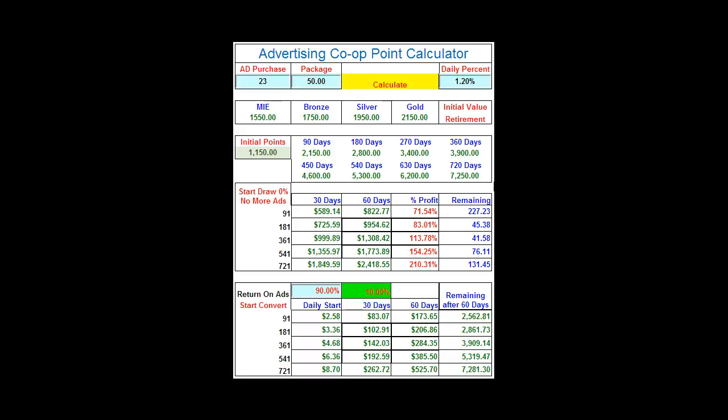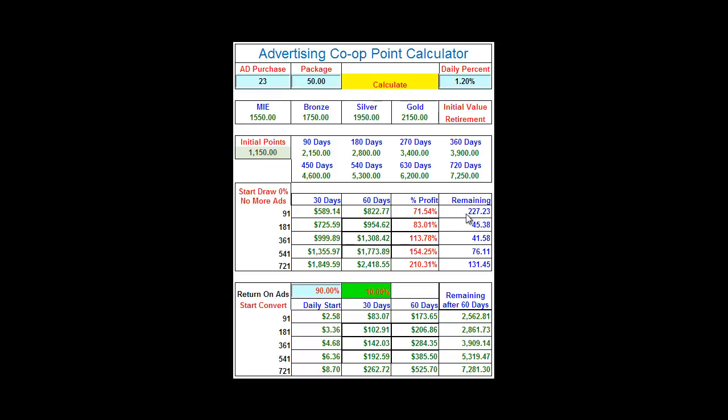The fourth block demonstrates how many points you convert to cash if you start to take out 100% of your daily earnings. As example, if you grow your point purchase for 90 days into 2150 points and start to immediately draw all of it out on day 91, after 30 days you will withdraw $589.14, and in 60 days you will have withdrawn $822.77 and still have 227.23 points in the account.